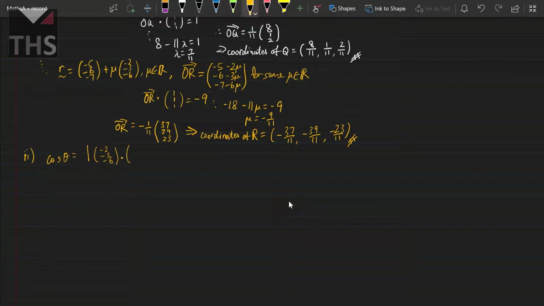Dot 1, 1, 1. Magnitude of this divided by the square root of the individual magnitudes. So 2 square plus 3 square plus 6 square gives us root 49. This root 3.